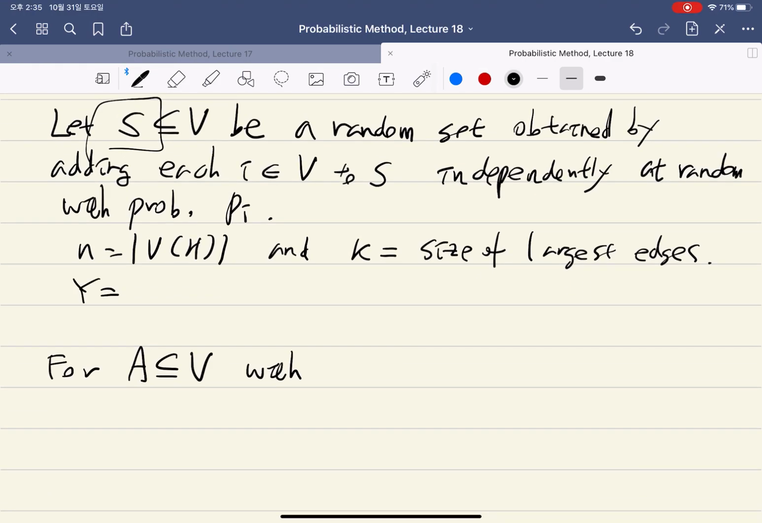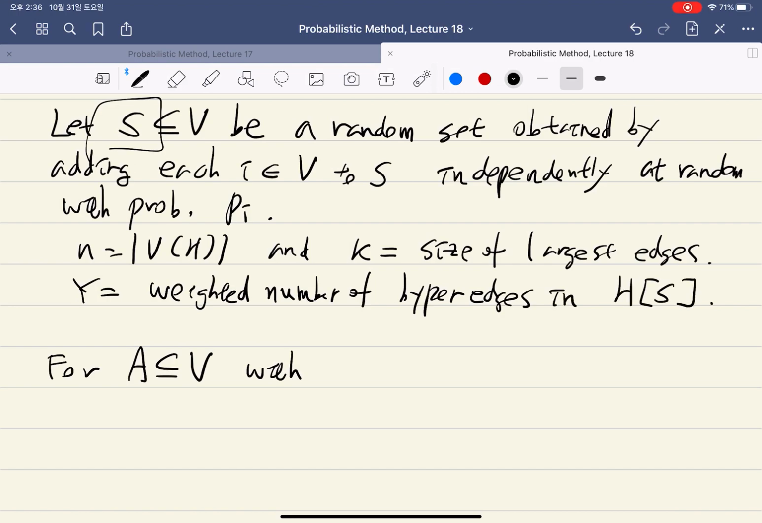Then Y is the same as the weighted number of hyperedges in the induced subhypergraph. So we have H, we have this vertex set S, and we consider all the edges lying inside of S. And we count them. We count them with weight.